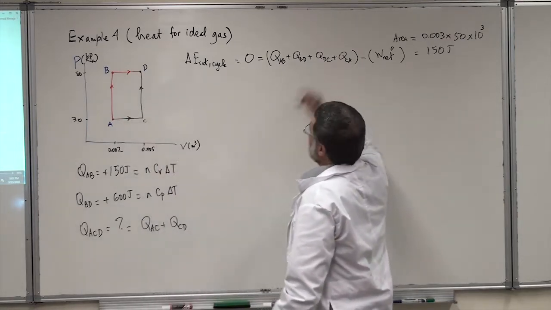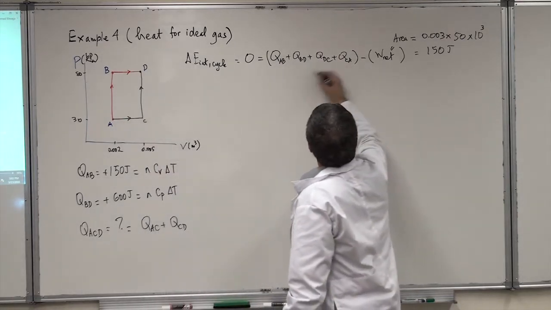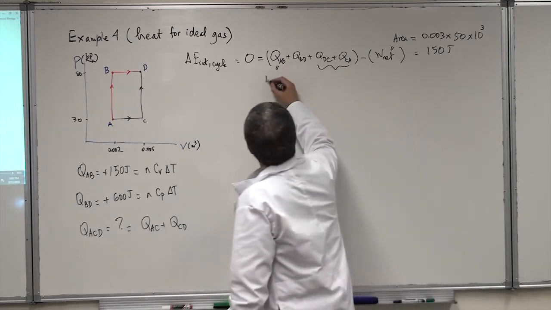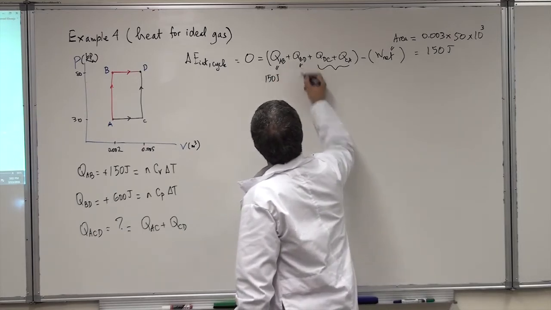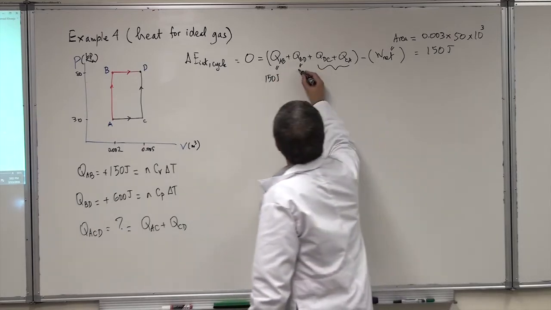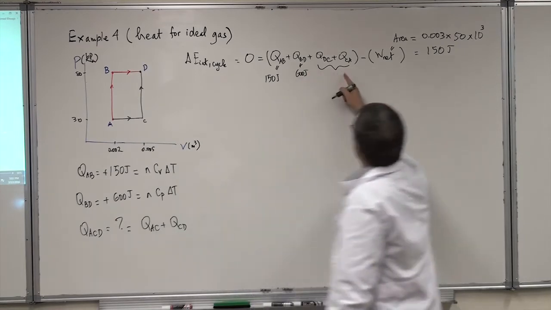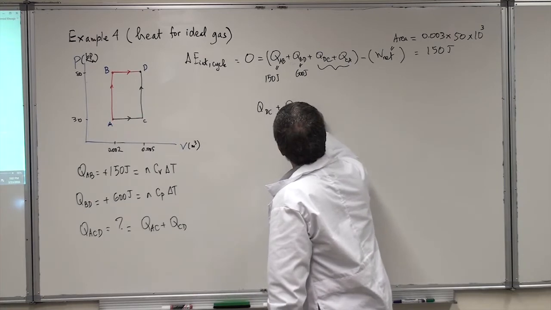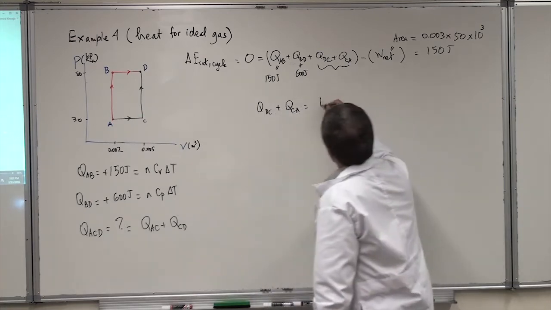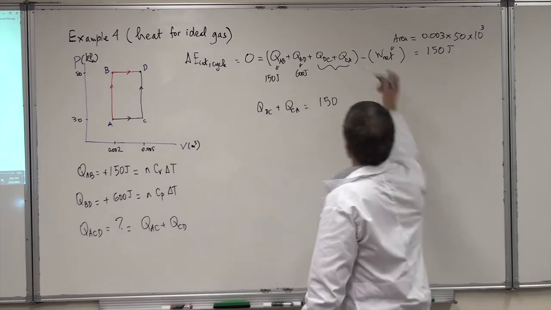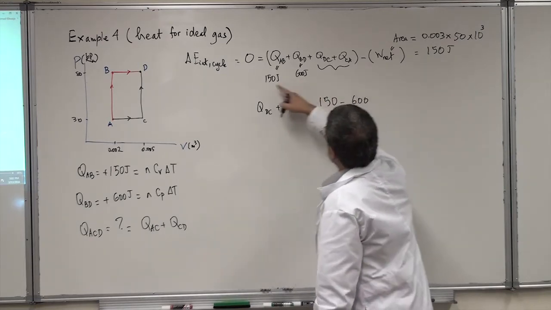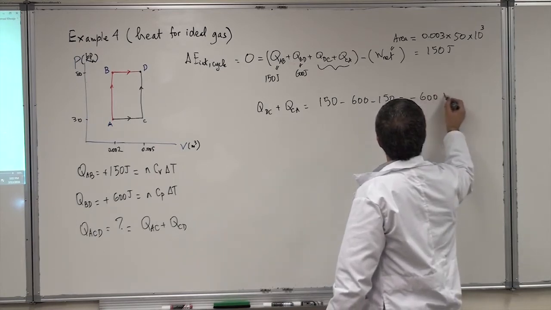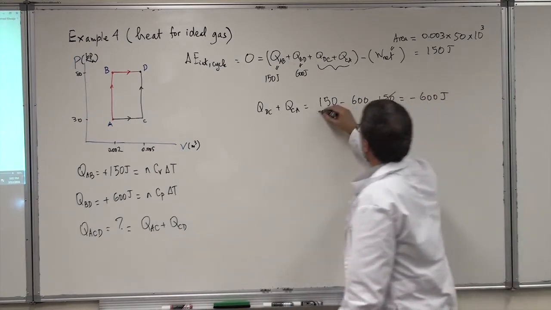Now, let's go to the heat now. I'm looking for, this is given to you from A to B. It's 150 joules. And this is also given to you, right? It's plus 600 joules. So I can calculate this heat. I can calculate Q DC plus Q CA, which is equal to 150. And I take this to the other side, minus 600. And I take this to the other side, minus 150 joules. It gives me minus 600 joules. These two will cancel. You agree or not?